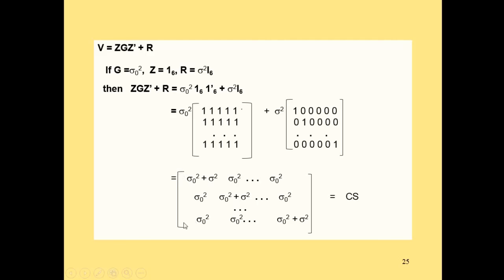Once you work out ZGZ prime plus R, you will see that V has that compound symmetric structure that we talked about, because we've got a G matrix that's just a single random intercept and an R matrix that is independent. In PROC MIXED, you wouldn't even have to specify that. You could just say, here's one random effect, don't worry about the R matrix. Or you could say explicitly that the R matrix is independent. It's up to you. It'll give you the same thing.